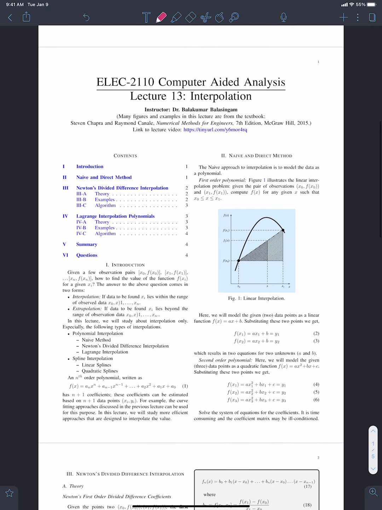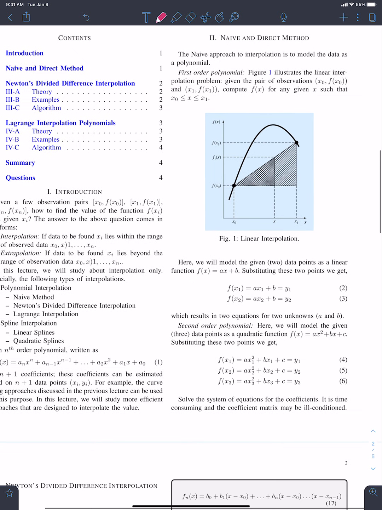The first approach for interpolation is the naive and direct method, which you will see later will be the first order Newton's method, the naive method. So here you are given 2 points, 1 point here, 1 point here. For a given x, what is the y value? You just connect a straight line through those 2 points, and then for this x value, you just find the corresponding y value.